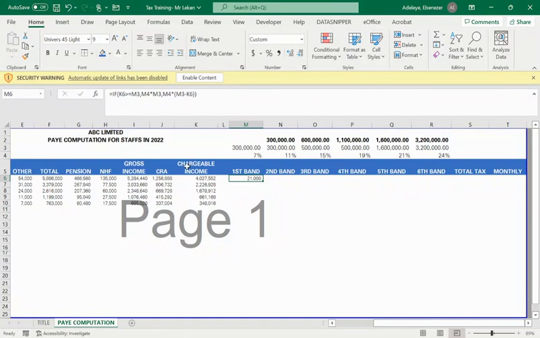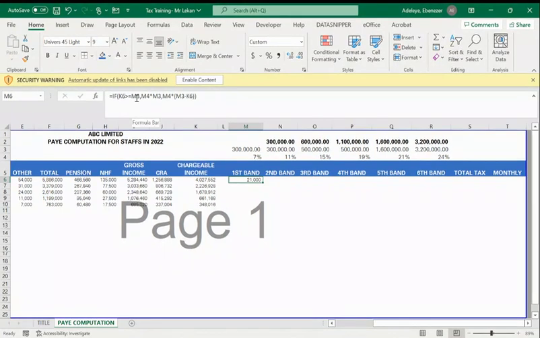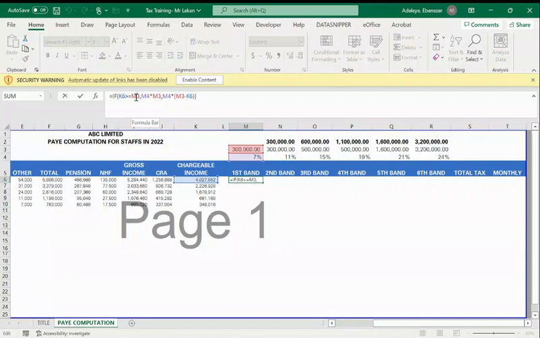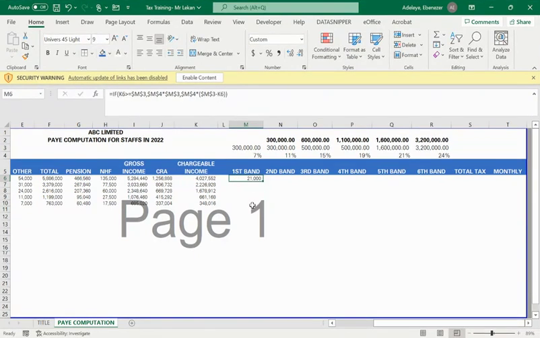For us to be able to copy this downwards, we have to fix some references, like this 300,000 and 7%. To fix, we simply use the F4 function. Just press F4 for any reference that we don't want to move when copying downwards. But our K6 is our chargeable income. We want that to come downward as we copy downward, but for these others, we don't want them to move.